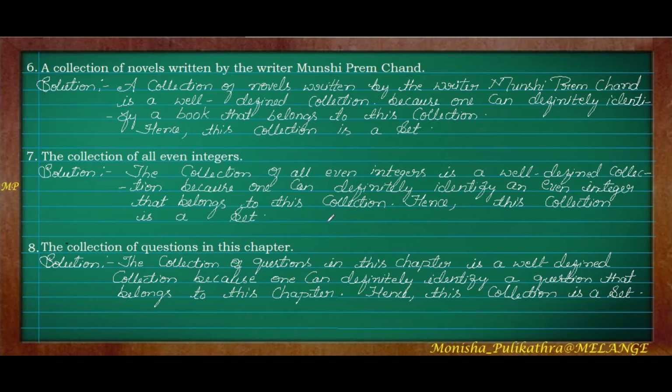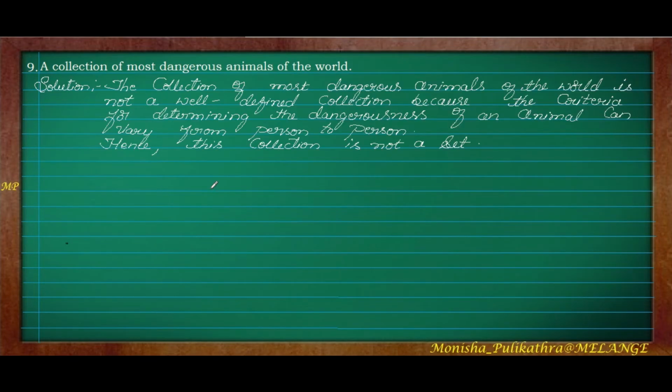Let us move on to the last question of the first one. Okay, last sub question, the 9th sub question of the first question. My 9th sub question is a collection of most dangerous animals of the world. So here the solution is: the collection of most dangerous animals of the world is not a well-defined collection, because the criteria for determining the dangerousness of an animal can vary from person to person.